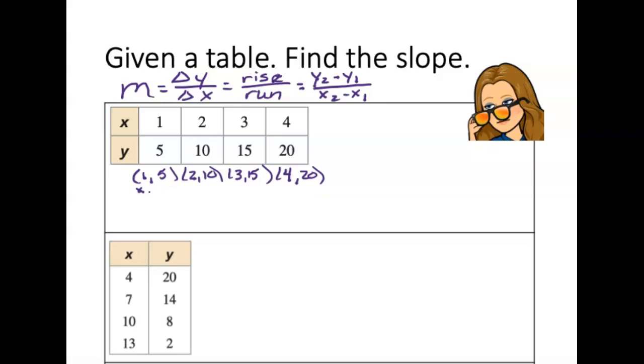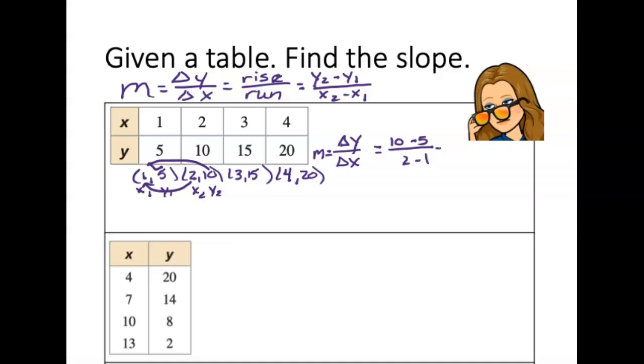I could call this x1 and y1. I could call this x2 and y2. And then I could just go back and use my formula. So my change in y over my change in x, that's what I'm looking for. That's what slope equals. Remember, it's subtraction. So I'm going to go y2 minus y1, which is 10 minus 5. And then I'm going to go x2 minus x1, which is 2 minus 1.